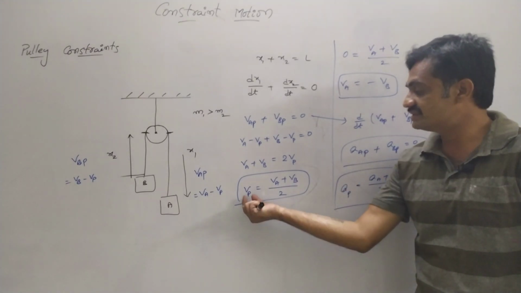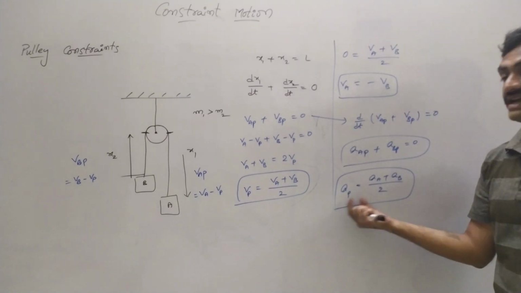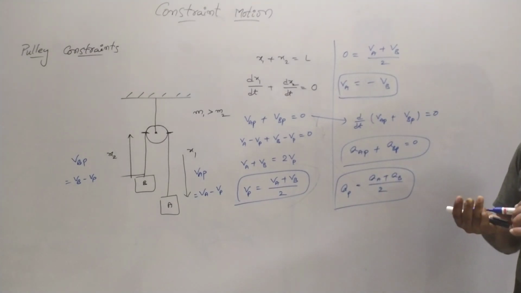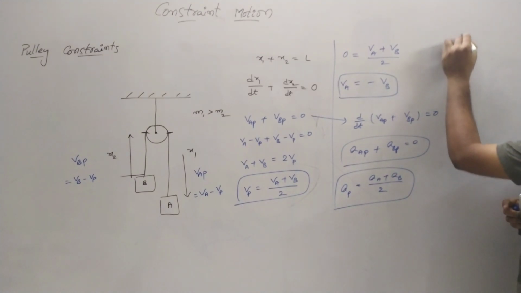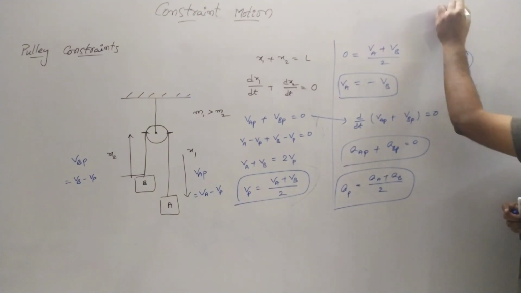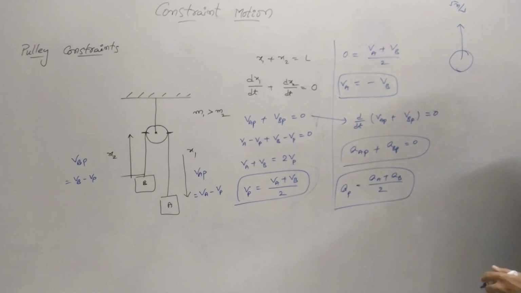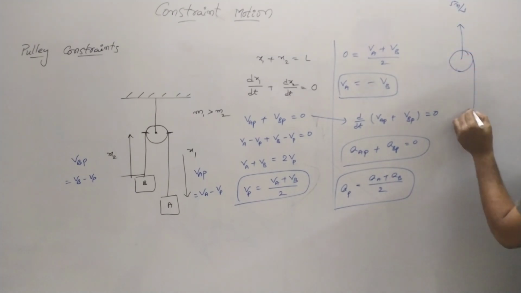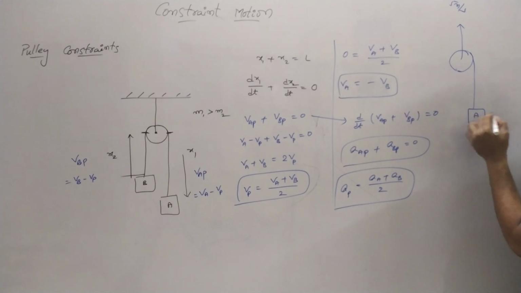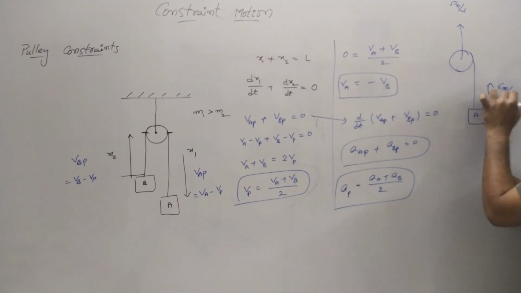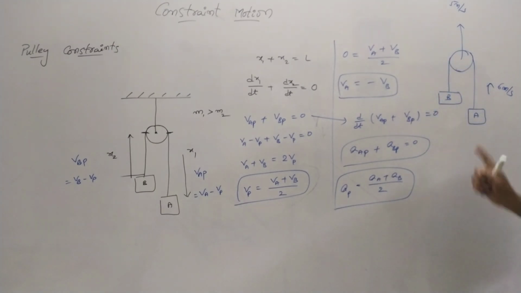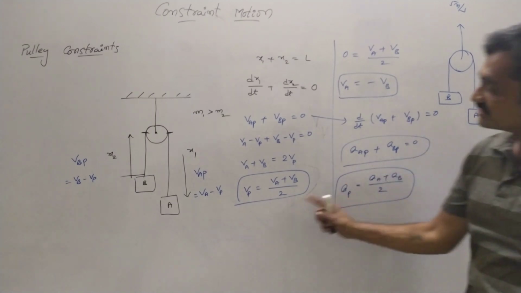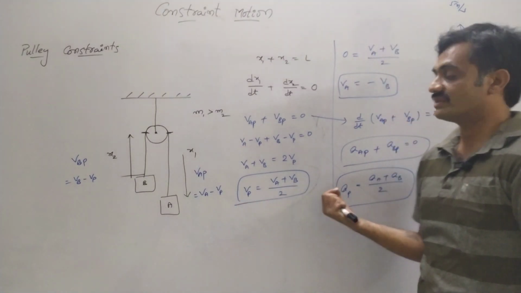So now we have represented the velocity of the pulley as well as the acceleration of the pulley. Let's see a case. Here I am going to consider a pulley which is moving in the upward direction with 5 meter per second. Now I am going to consider a block A which is moving with 6 meter per second. Now I have to represent the velocity of the block B.